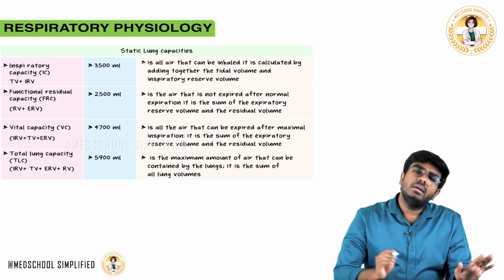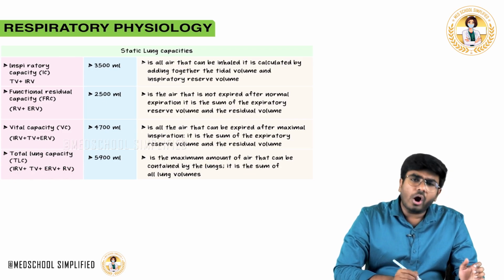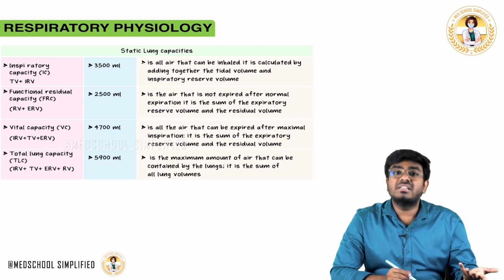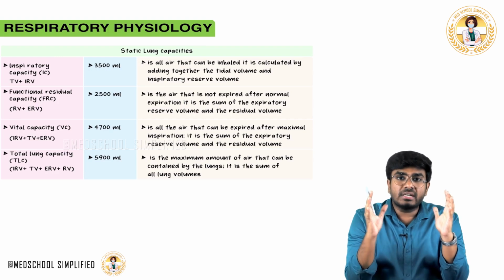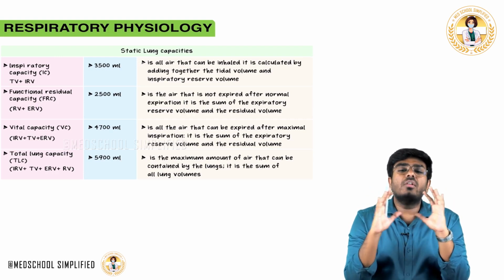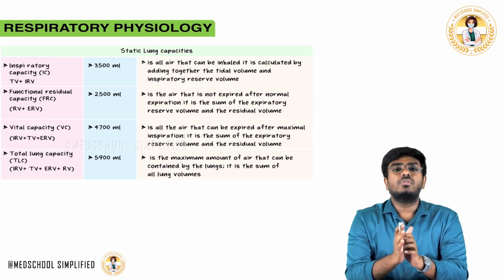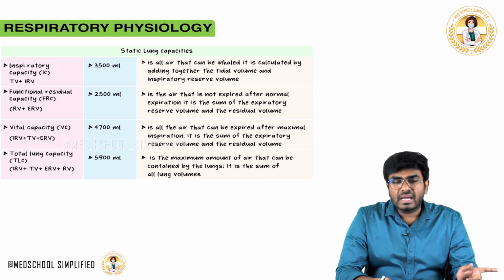Now let's talk about the total lung capacity. Total lung capacity is the combination of all the volumes: inspiratory reserve volume, tidal volume, expiratory reserve volume and residual volume. If you add all the volumes, it will give you total lung capacity, which is somewhere around 6 liters or 5900 ml. How much air can you take into your lungs? The combination of all volumes is the total lung capacity. Okay, so in this video we have discussed lung volumes and lung capacities.